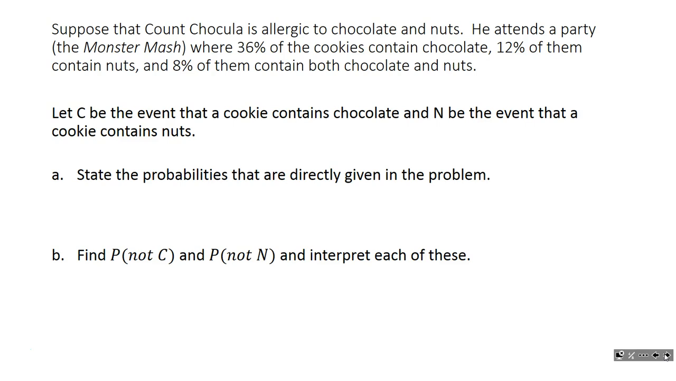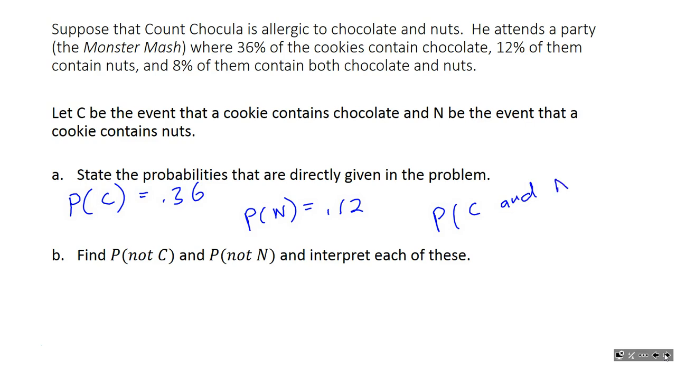So we are given the 36%. That is the probability that the cookie contains chocolate, right? Probability it has chocolate is 0.36. And then the 12% is the probability that the cookie contains nuts. So 12%. And then we have the information about 8%. Now what is that? That's the probability it contains chocolate and nuts. And that is 0.08.